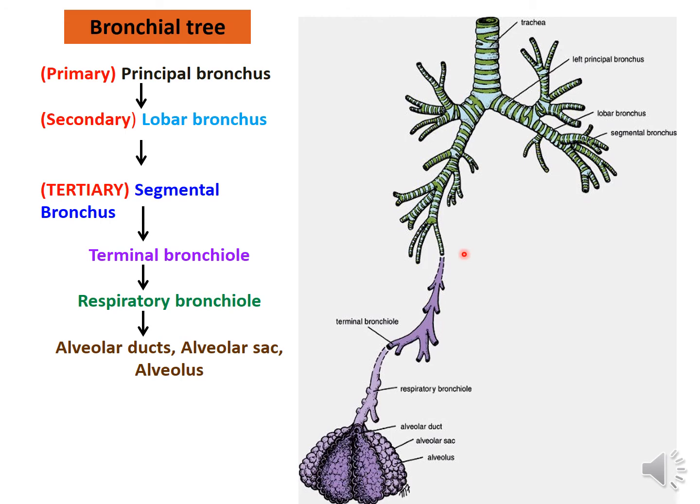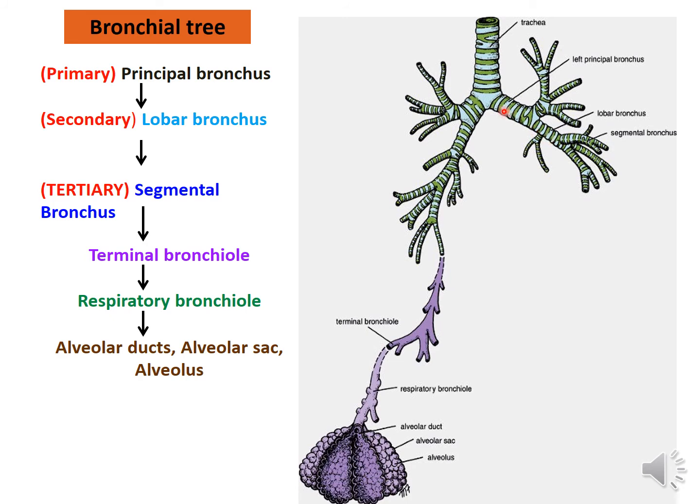So if you trace the further divisions of a bronchial tree, each principal bronchus next divides into lobar bronchi, which are the secondary bronchi. Here you can see on the right side 1, 2 and 3 lobar bronchi, whereas on the left side there are only 2 lobar bronchi, as you know, the upper lobar bronchus and the lower lobar bronchus.